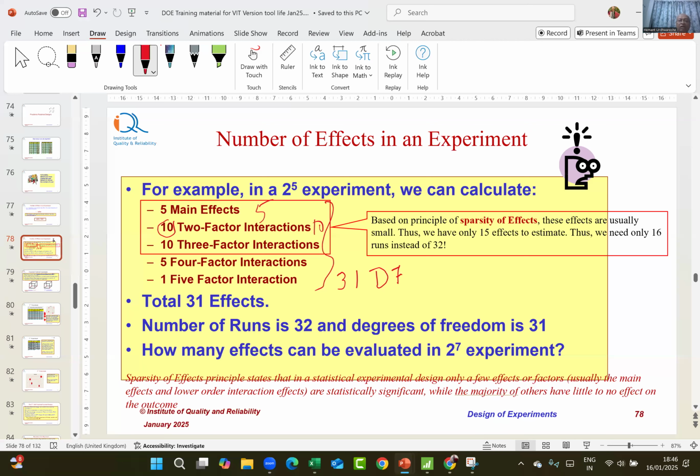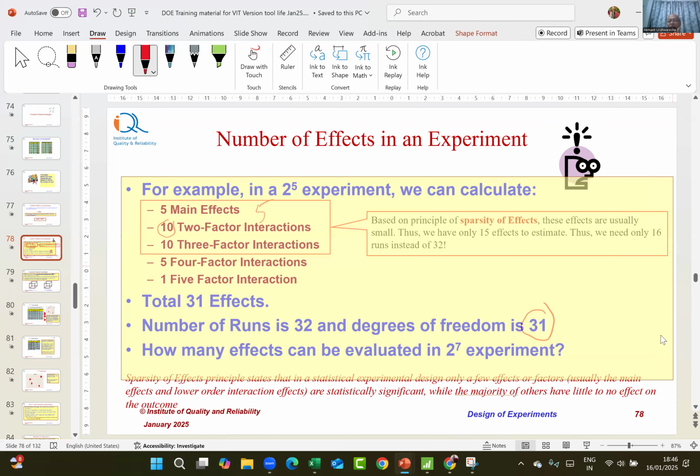So you got 31 available and 31 required. So nothing left for the error term. Now that is the peculiarity of every full factorial design. If you want to calculate every effect that is available in the design, then you lose the degrees of freedom and there is nothing left in the error term.